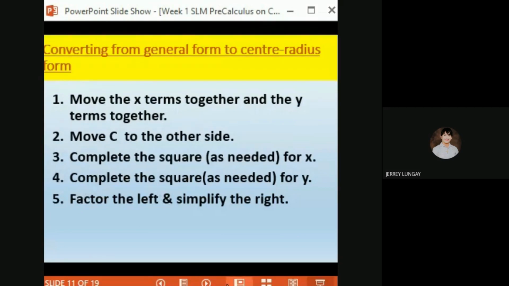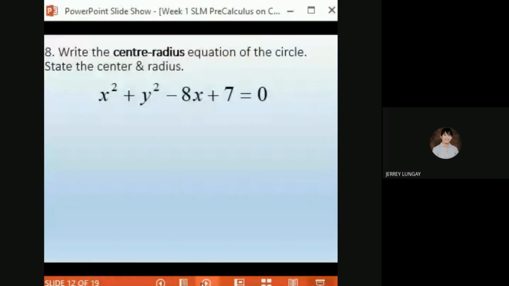Okay, example. Step number one in converting general form to standard form. Sige, Michao, turn on your microphone. Okay, so again, number one, move the x terms together and the y terms together.